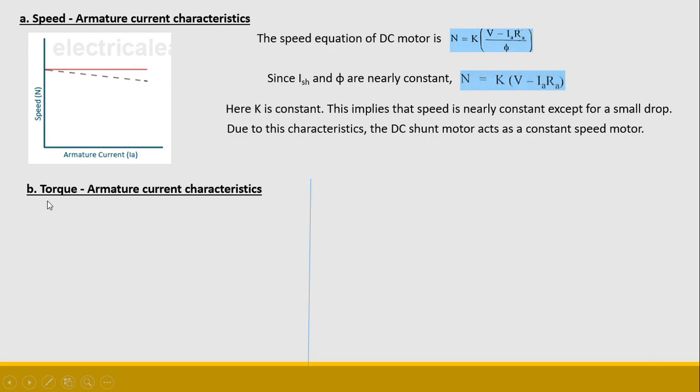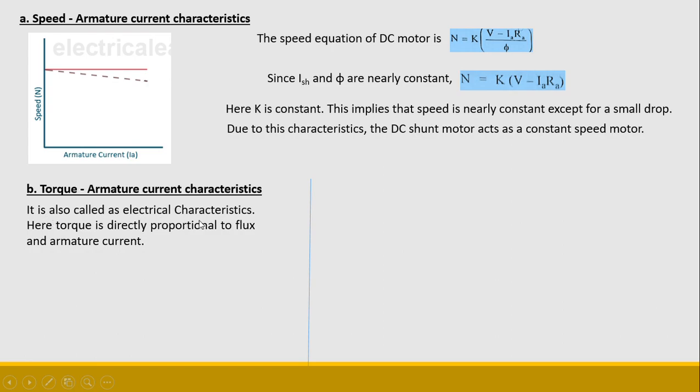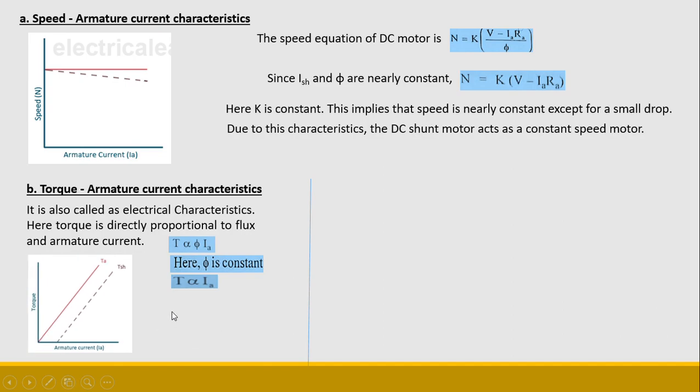Next one, torque versus armature current. It is also called as electrical characteristics. Here torque is directly proportional to flux and armature current, that is T is proportional to phi into Ia. But in DC shunt motor, flux is constant. So this relationship can be rewritten like T is proportional to Ia. Look at the graph. In x-axis we have taken armature current, in y-axis we have taken torque. If armature current increases, torque also increases.